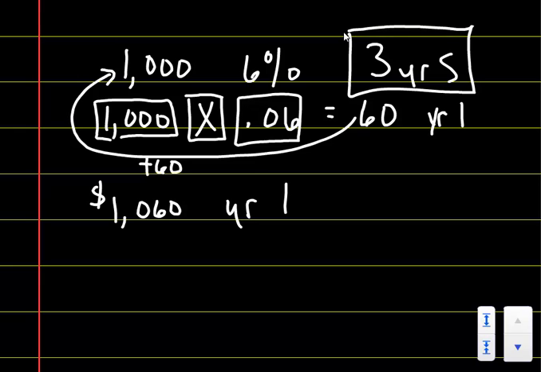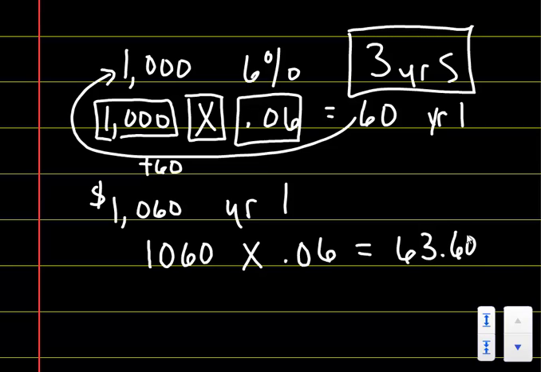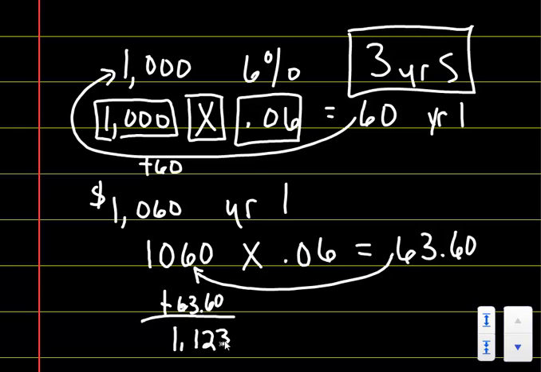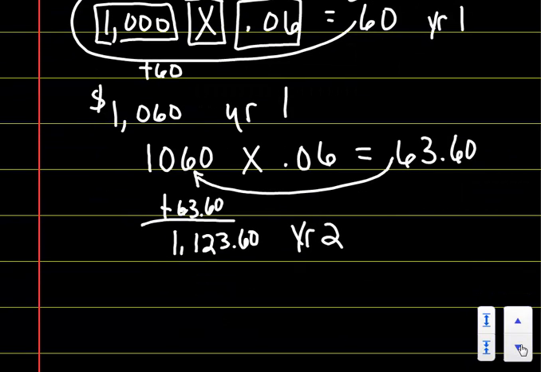Now, remember, we have to do this for 3 years, so we're just going to go through year 2 now. So I also got 6% the second year, so I'm going to go into my calculator, 1,060, hit the multiply sign, 0.06, and if I do it correctly, I'm going to end up with 63.60. Now again, I have to add what I received in interest to what I started with, so I'll simply go plus 63.60, and if I did my math correct, then after year 2, I'm going to end up with $1,123.60 after year 2.